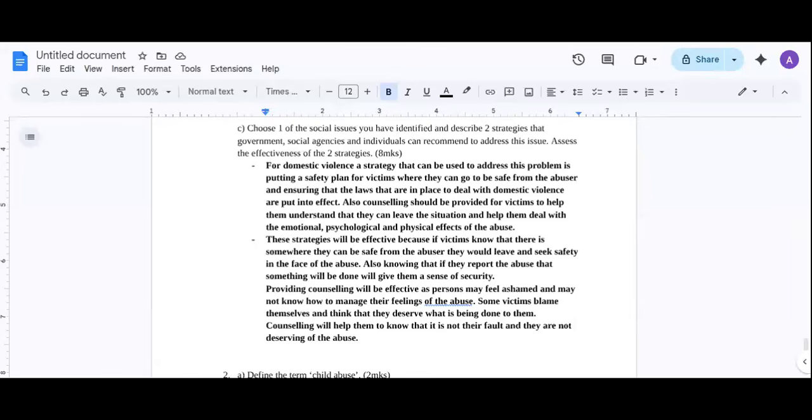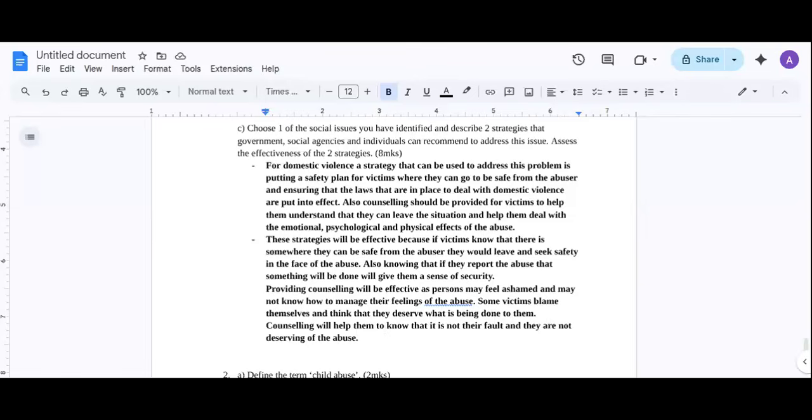These strategies will be effective because if victims know that there are ways they can be safe from the abuser, they would leave and seek safety in the face of abuse. So that is the effectiveness of the first strategy. Also knowing that if they report the abuse, something will be done will give them a sense of security. And then the second one, providing counseling will be effective as persons may feel ashamed and may not know how to manage their feelings of the abuse. Some victims blame themselves and think that they deserve what is being done to them. Counseling will help them to know that it is not their fault and they are not deserving of the abuse.